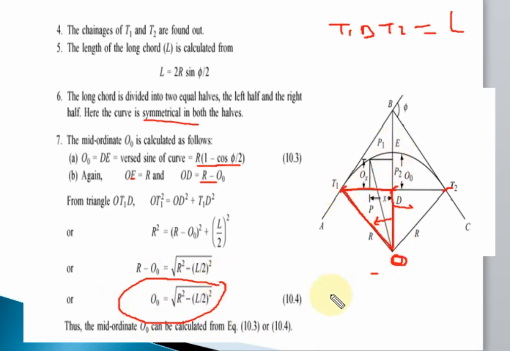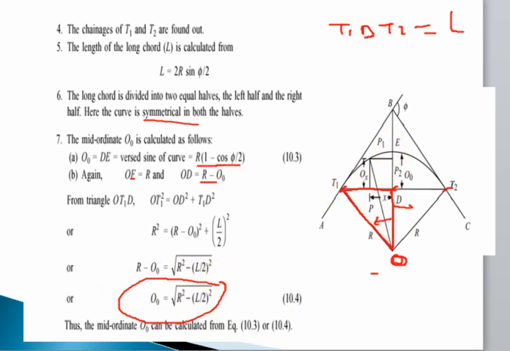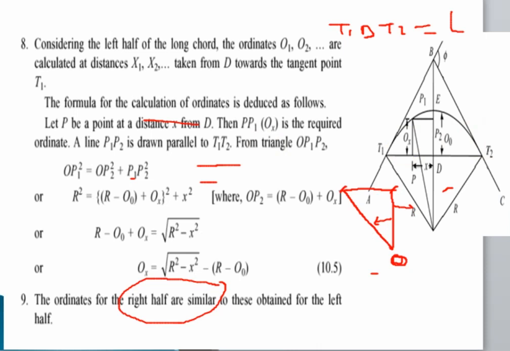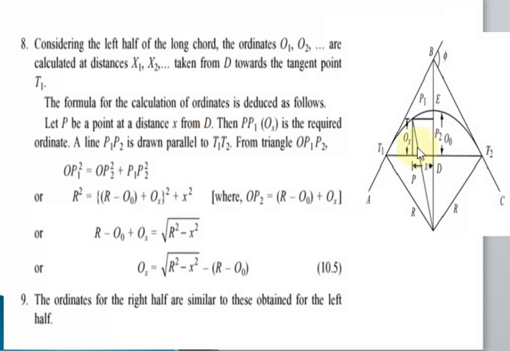So this formula, okay. Next, just I rub this, so you have to better understand. Considering the left half of the long chord, the mid ordinate O1, O2 are calculated at a distance. We know that O, you can calculate it, O0, okay. Then, considering the left half, we have to consider this left half, or mid ordinate.